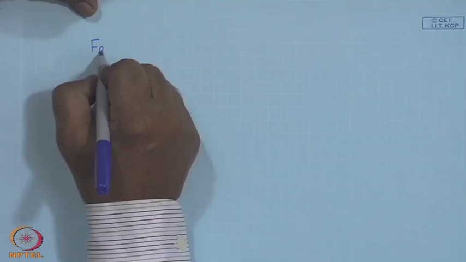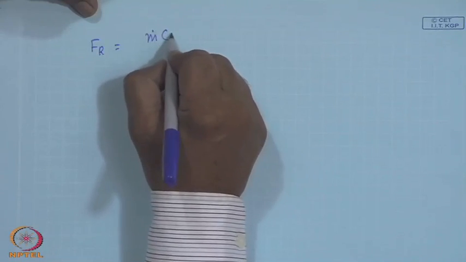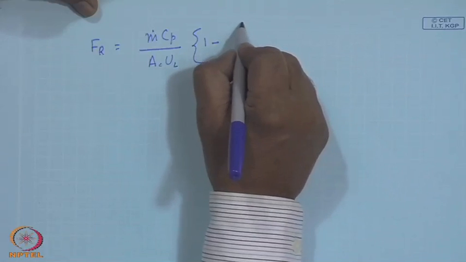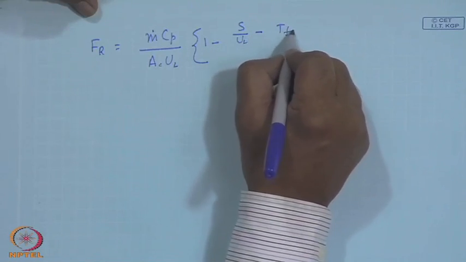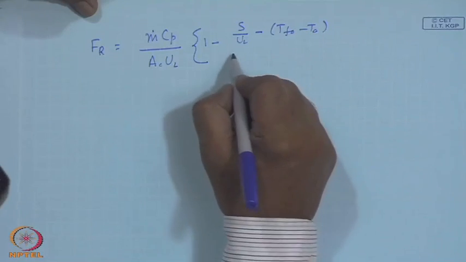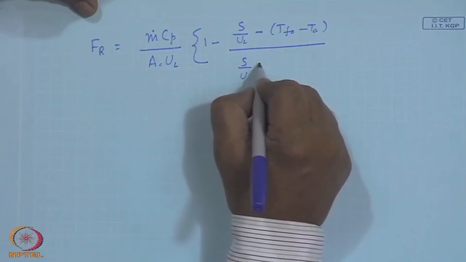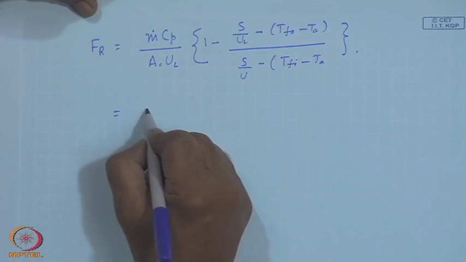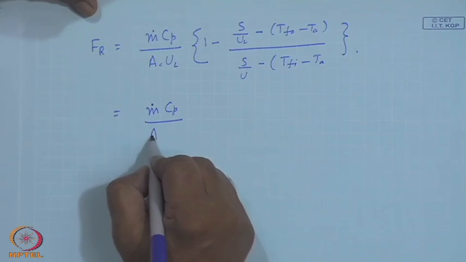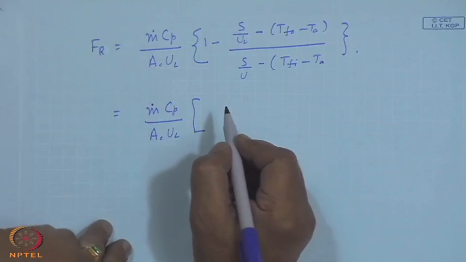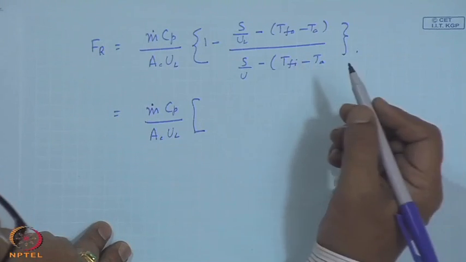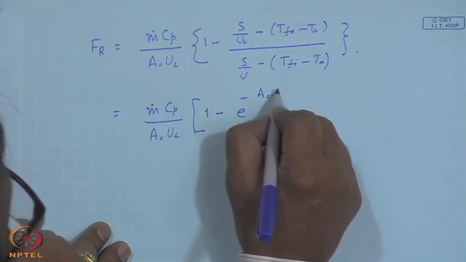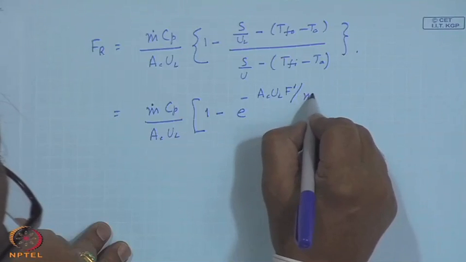So, F R will be, if I take out the common, m dot C p by A C U L times 1 minus S by U L minus T F O minus T A by S by U L minus T F I minus T A. So, this is simply m dot C p by A C U L times, from the relation which we have got for T F O minus T A minus S by U L by T F I minus T A minus S by U L, 1 minus e to the power minus A C U L F dash by m dot C p.